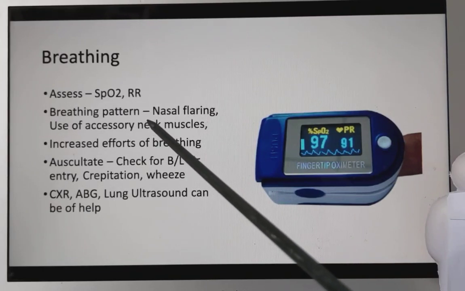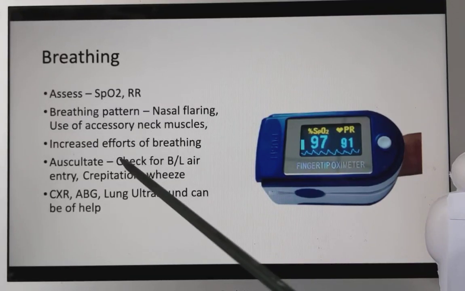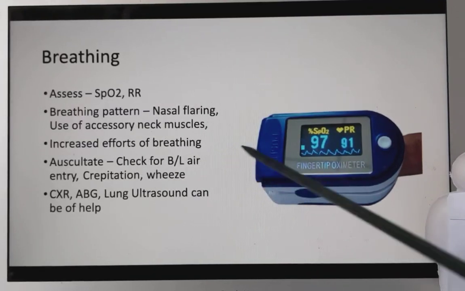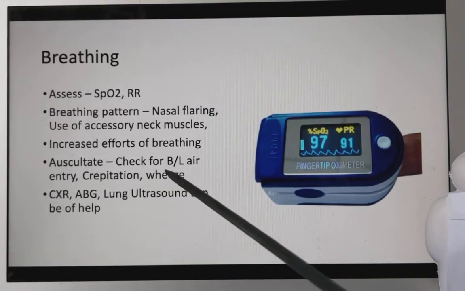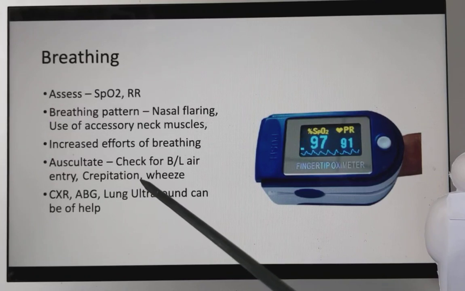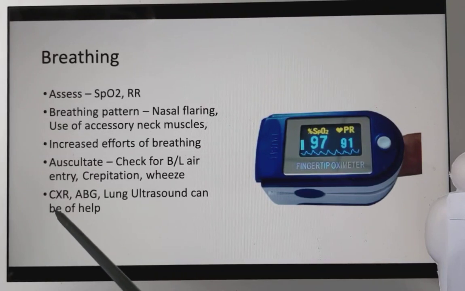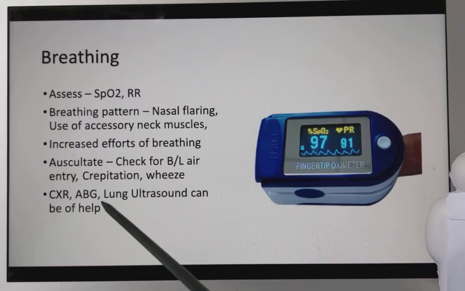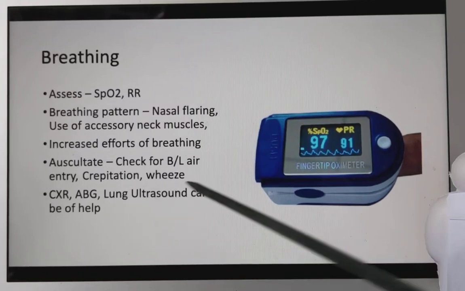So how do you assess? You assess the breathing pattern, nasal flaring, use of neck muscles, subcostal retractions, increased effort of breathing or increased work of breathing. You can check for the air entry, check for any unusual sounds like crepitations or wheeze, and consider chest x-ray, blood gas, ABG, arterial blood gas, or just a venous blood gas in most cases, and lung ultrasound can be of help.